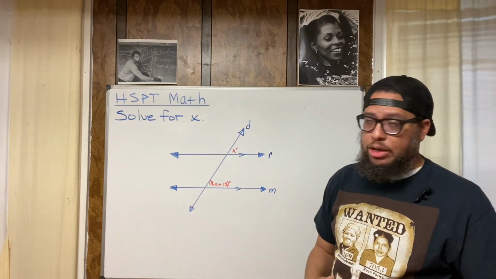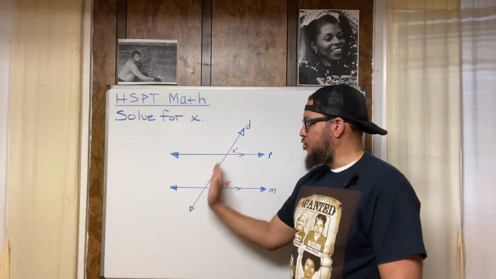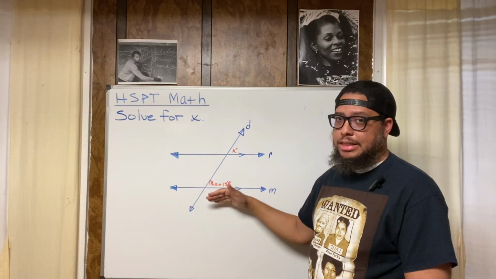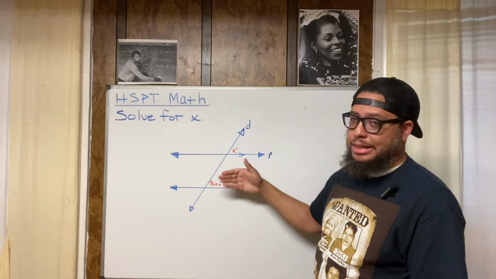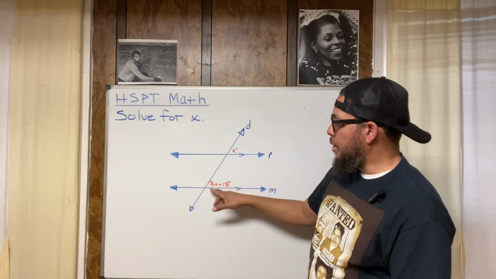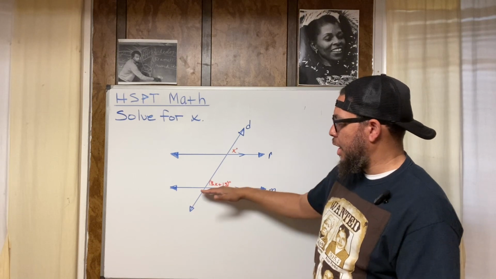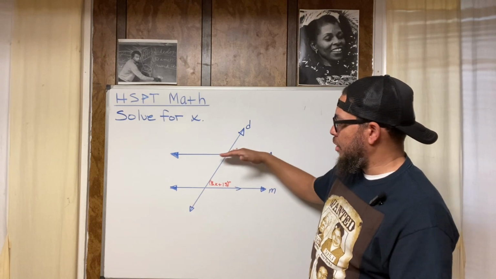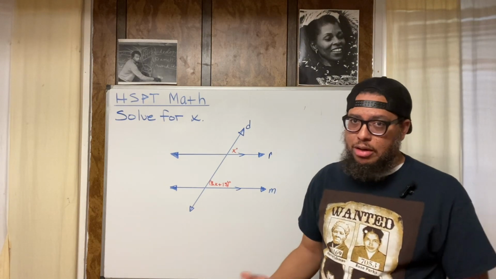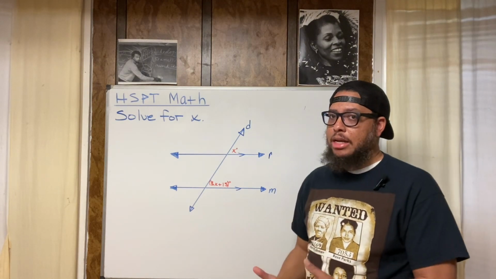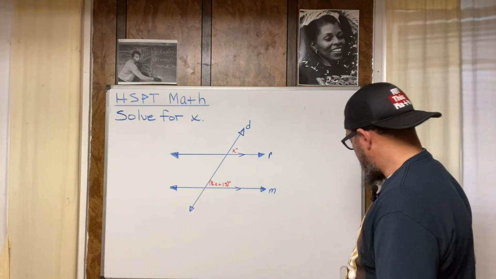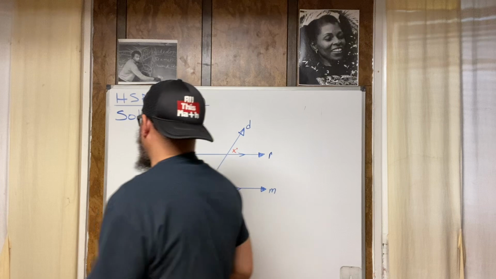Now, when you have angles that are on the same side of the transversal, and also in relation to their own parallel line in the same way, meaning this angle is above its parallel line, this angle is above its parallel line. So when 2 angles have the same relationship to their respective parallel lines, and they are on the same side of the transversal, we call those corresponding angles. Corresponding angles. I'm going to write that down.